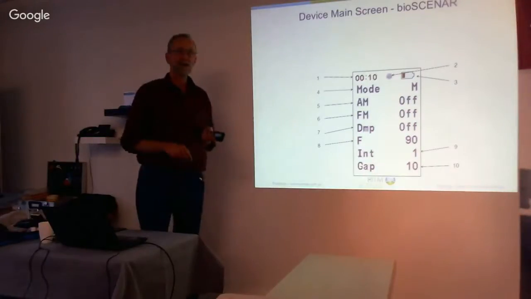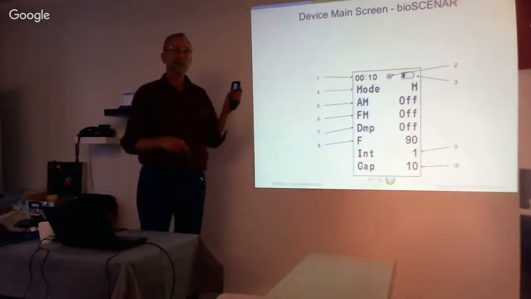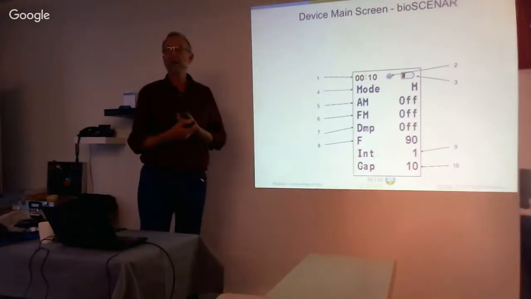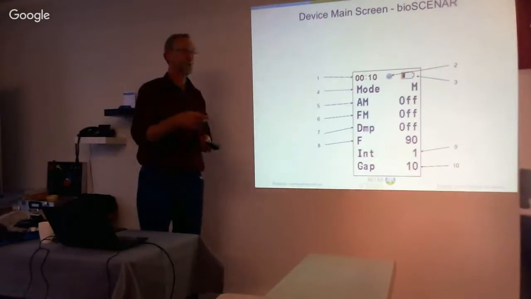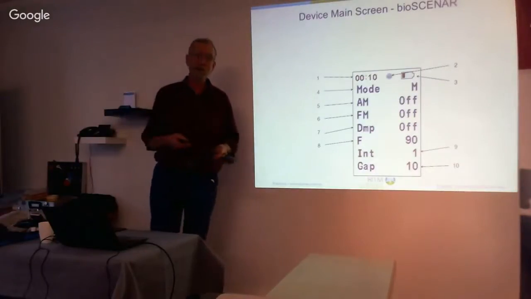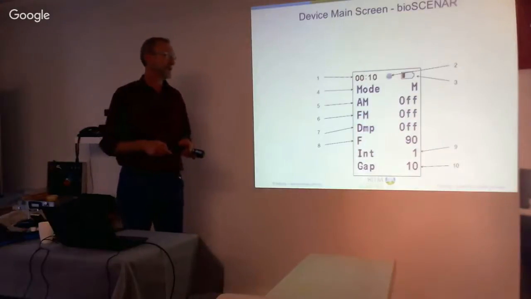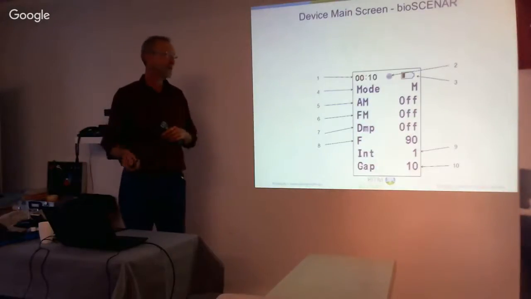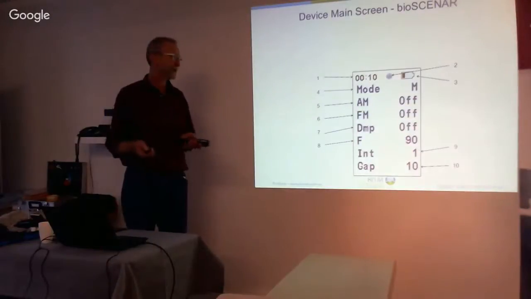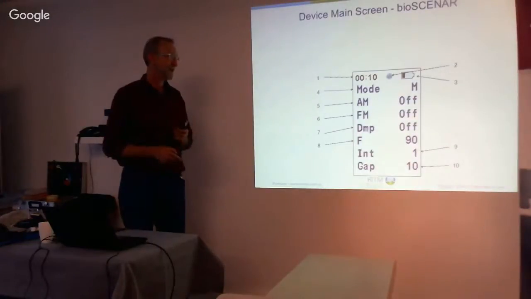This one here indicates the mode. You can be in dose 0 mode, you can be in dose 1 mode, you can be in dose 2, 3, depending on what model of Scenar you have. There are different versions there. The AM is short for amplitude modulation. What that means, I will tell you shortly, but when you turn the machine on, it's always off. FM stands for frequency modulation. What that is, I will tell you a little bit later, it's off.